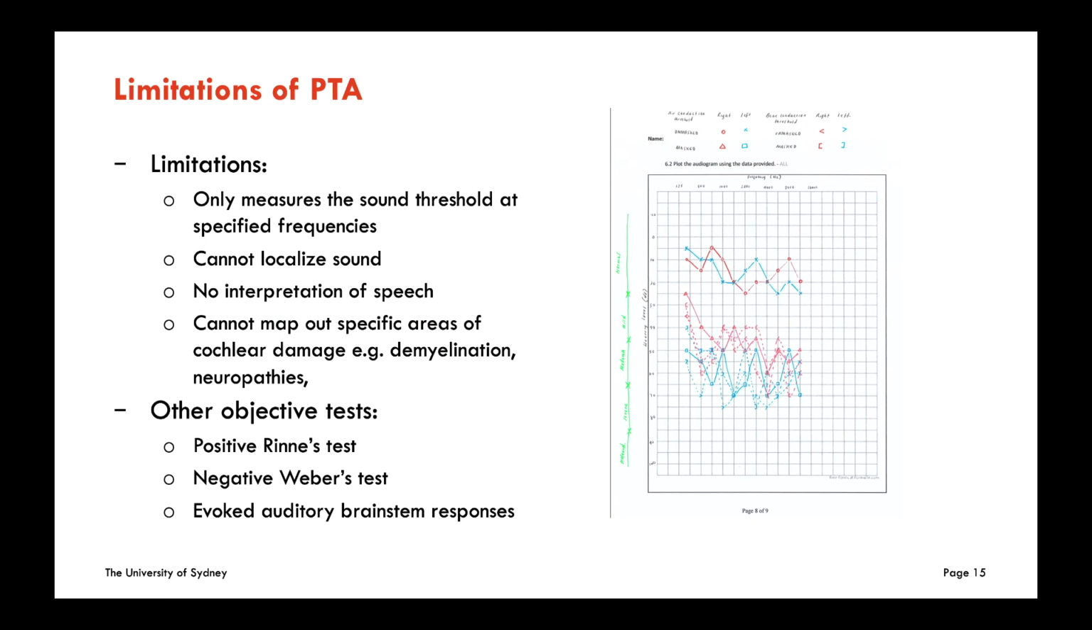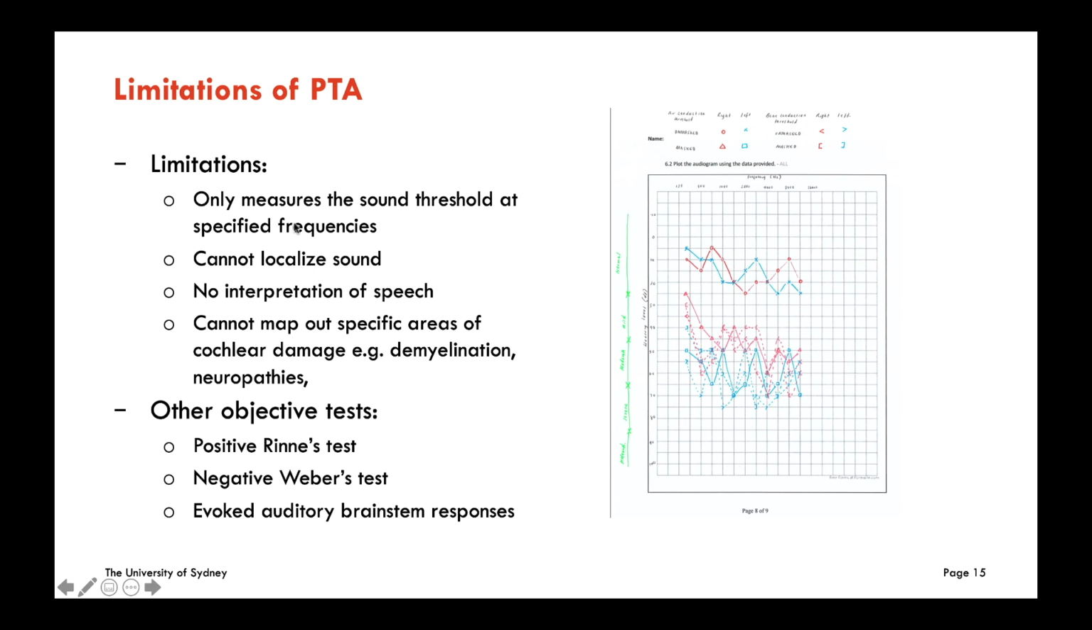We have a few limitations of pure tone audiometry. For example, it can only measure sound thresholds at specified frequencies. If you have a hearing loss between 500 and 250 hertz, we cannot really tell the hearing threshold at that level. It only measures at very specified intervals, so you have 250, 500, 750, 1000, all the way to 12,000 hertz.